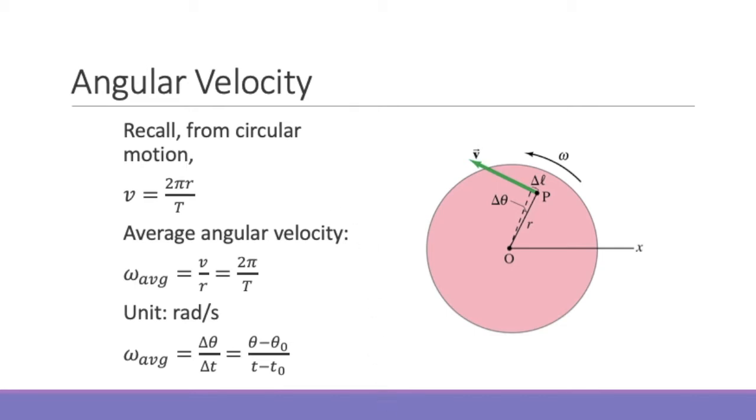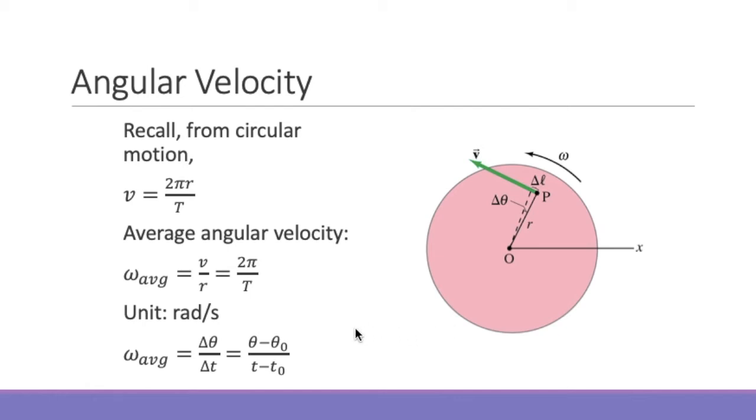Similarly, we can define the average angular velocity, omega average. Omega is the symbol for angular velocity. It's defined as v over r. So if we plug in this relationship for speed here, we get 2 pi over the period for the average angular velocity, omega.